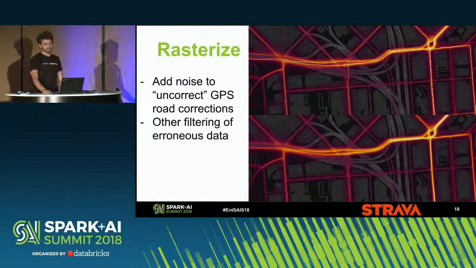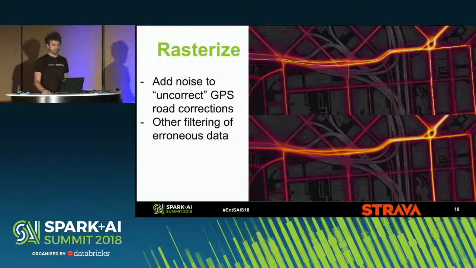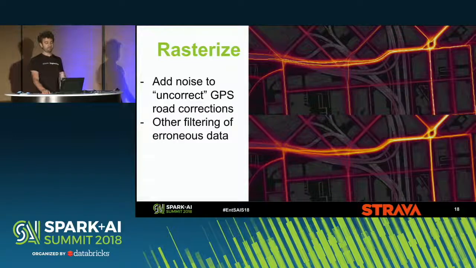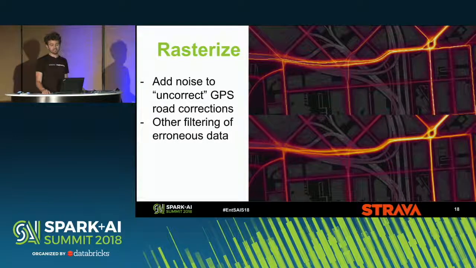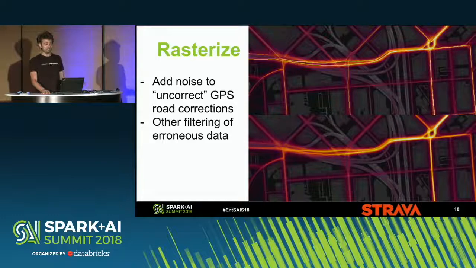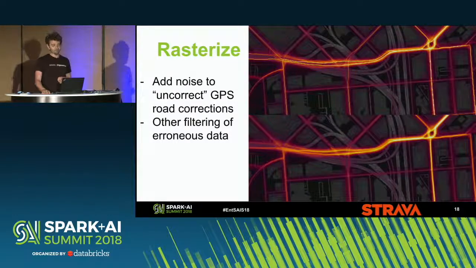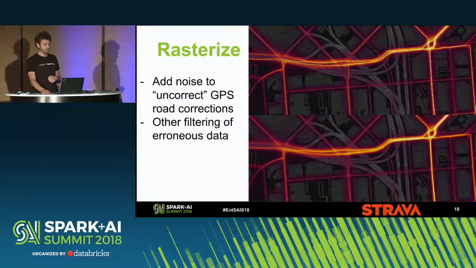And there's a bunch of other tricks that I don't have time to go into to make the data look good when you rasterize it. So one thing is that a lot of GPS devices will correct the GPS data onto the nearest road. Because if your GPS data is wandering all around, that might not look good if you're visualizing a single activity. But if you're aggregating and visualizing millions of activities, then that correction looks really bad.